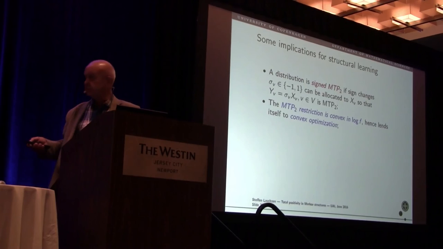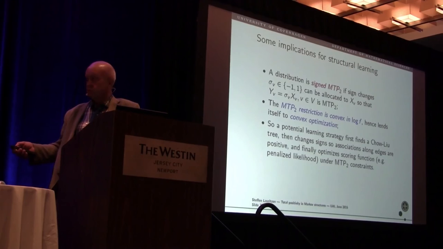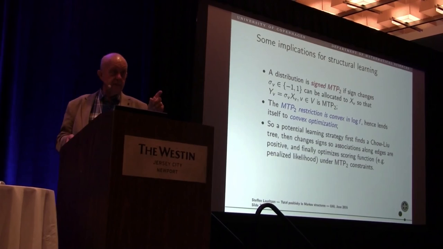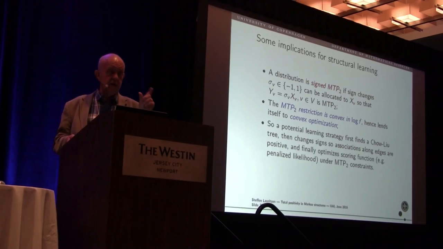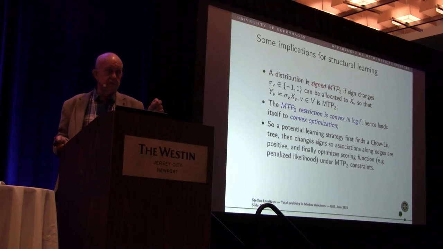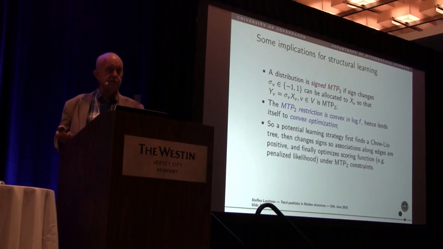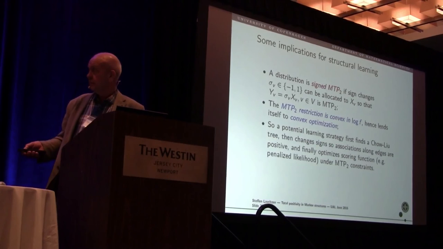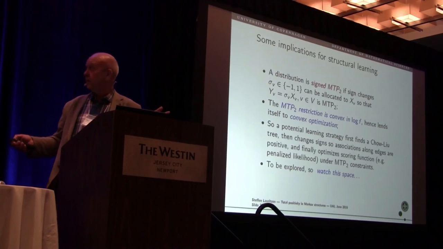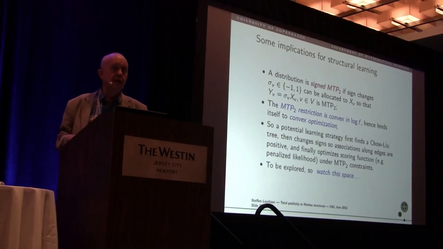So one particular way to do the sign change is first to find the Chow-Liu tree, which is the best tree approximation to the distribution, that is Markov on the tree. Then choose the root of the tree, and change the signs from the root to the leaves, so that all associations become positive. Once you've got the right signs, you can forget about the signs, and then you can use various types of convex optimization methods to quickly fit the model.